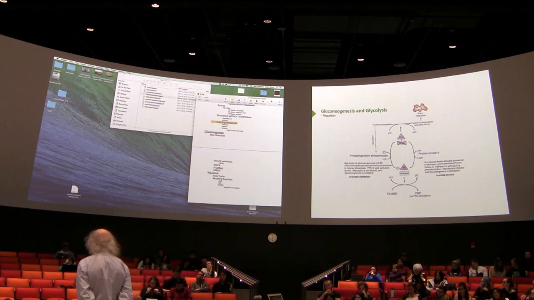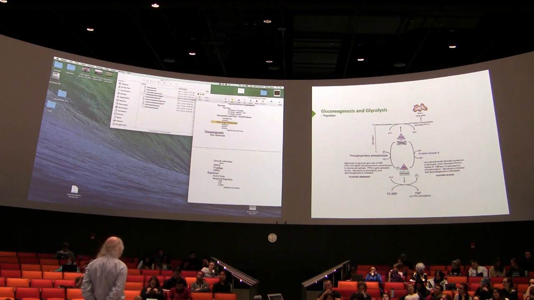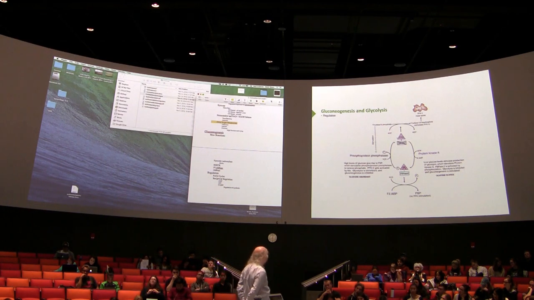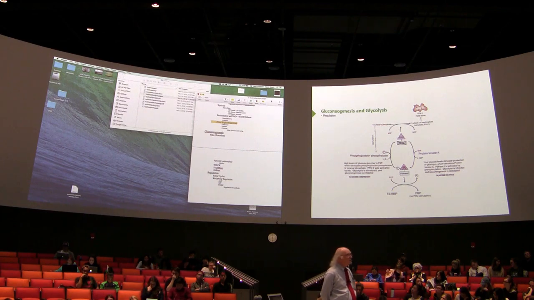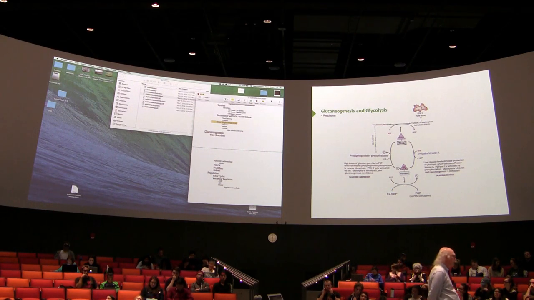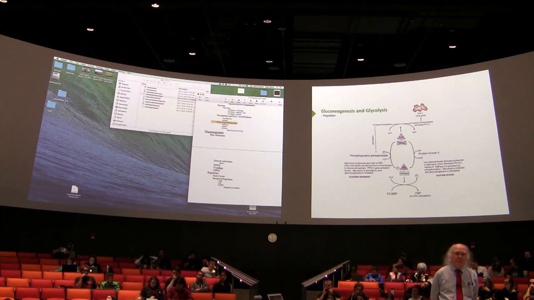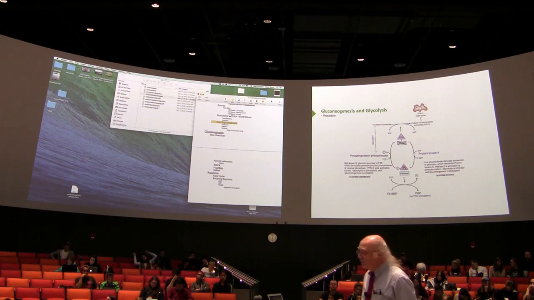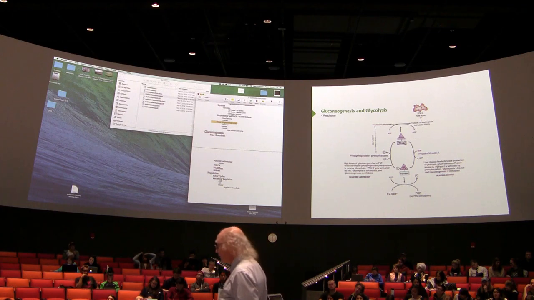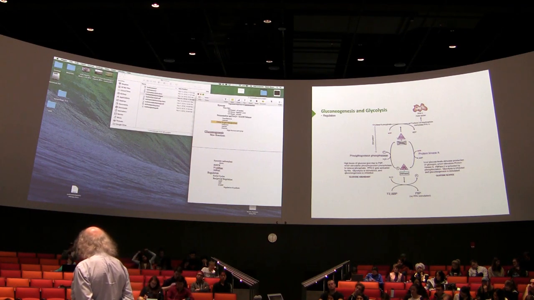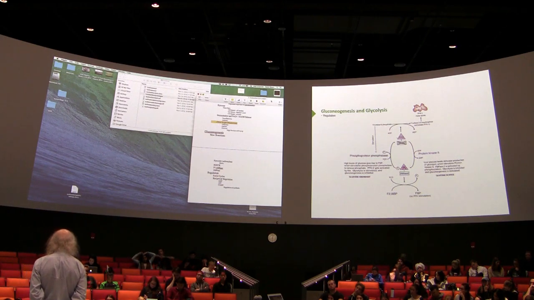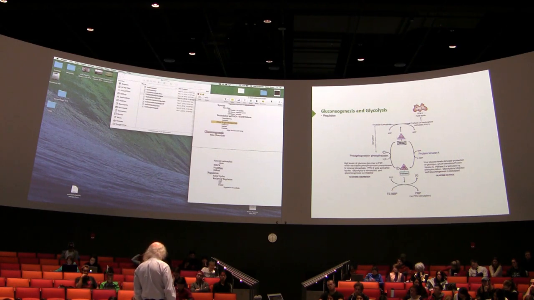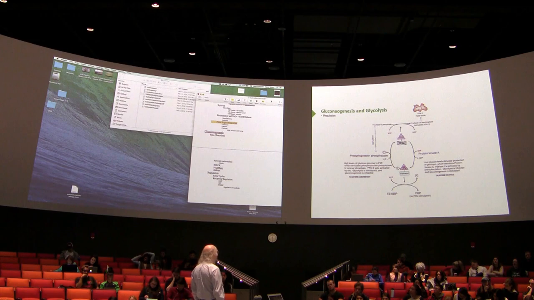Let's focus for a moment on the synthesis of fructose 2,6-bisphosphate. That's the top reaction. Fructose 6-phosphate is converted into fructose 2,6-bisphosphate by an enzyme called phosphofructokinase 2, or PFK2. Even though fructose 2,6-bisphosphate sounds like fructose 1,6-bisphosphate, it's not. Fructose 2,6-bisphosphate is not an intermediate in glycolysis. Don't confuse it with fructose 1,6-bisphosphate.